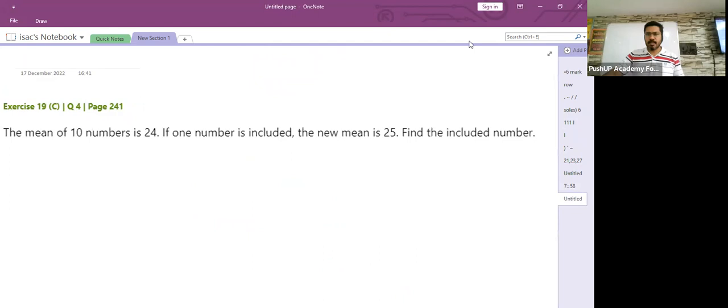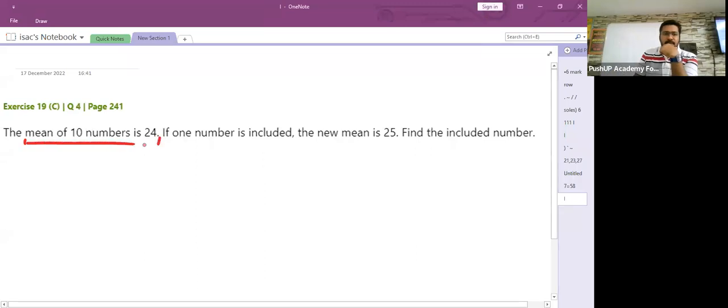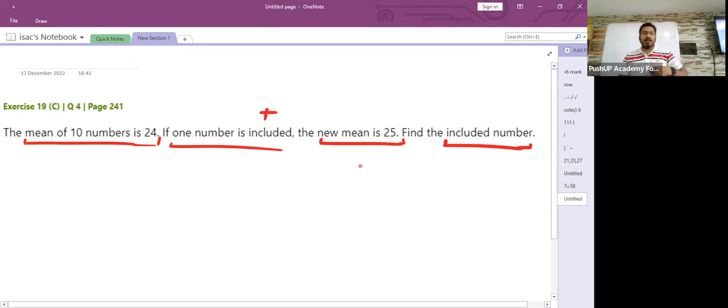Children, they are telling you that the mean of 10 numbers is 24. If one number is included, that means you are adding one more number to the given set of observations, the new mean is equal to 25. They are asking you to find the included number. Okay. How many numbers are there? 10 numbers are there, isn't it?